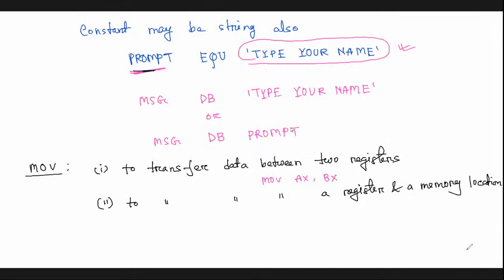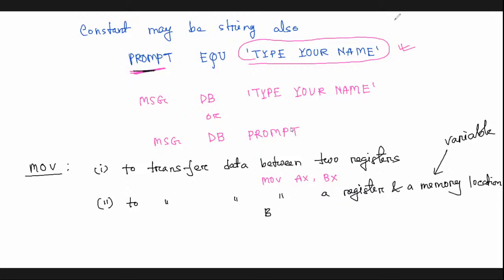Yeah. So you know that a memory location is nothing but a variable. What is a memory location? A memory location is nothing but a variable. So memory location means variable. Suppose, and you know that to transfer data between a register and a memory location, you first need to assign that memory location, right? So let me assign a memory location B.